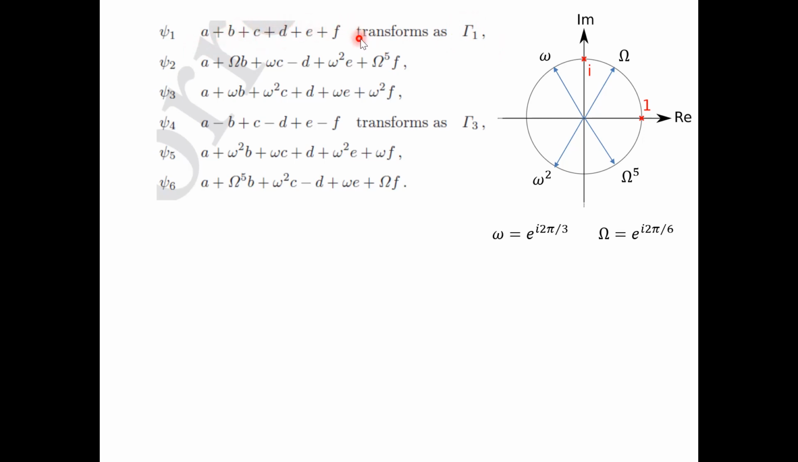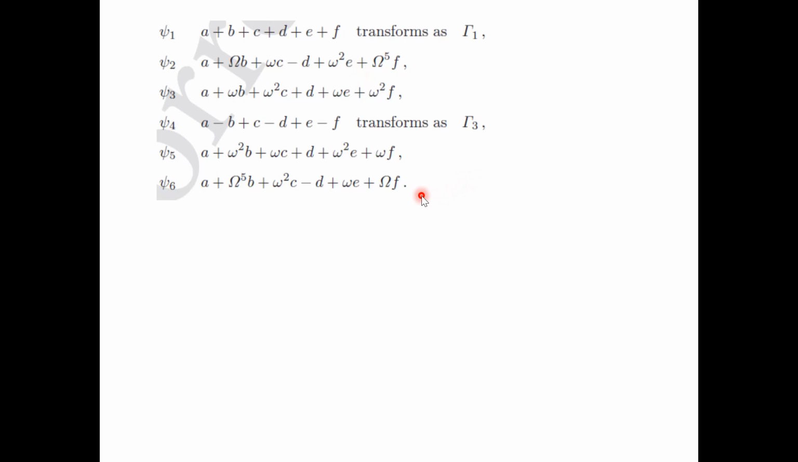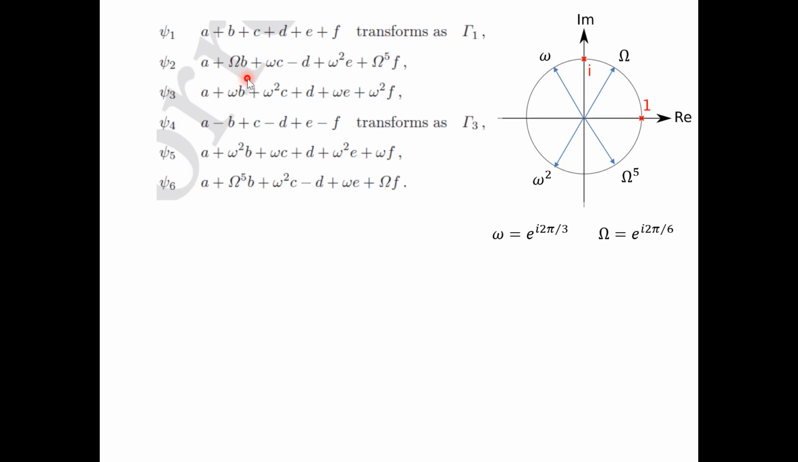For instance, the totally symmetric representation transforming as gamma 1 should be a symmetric combination, 1 1 1 1 1 1 on the coefficients. So A, B, C, D, E, F are the different labels of the hydrogen atoms. What else can I do? I can introduce a phase factor of big omega: A, big omega B, small omega C, because it's twice big omega, and so on and so forth, up to minus 1. So it's like going around the circle and introducing all these different phase factors.